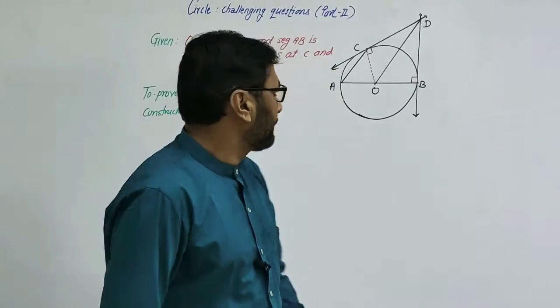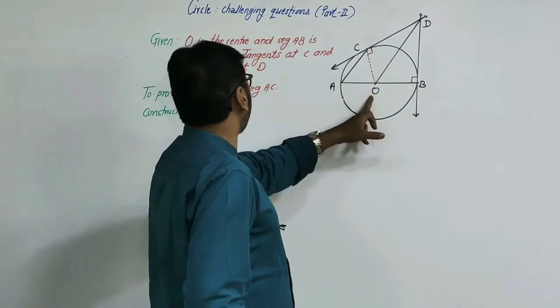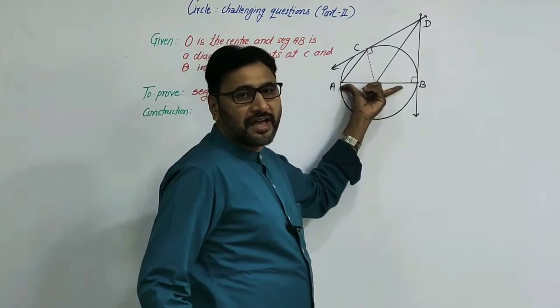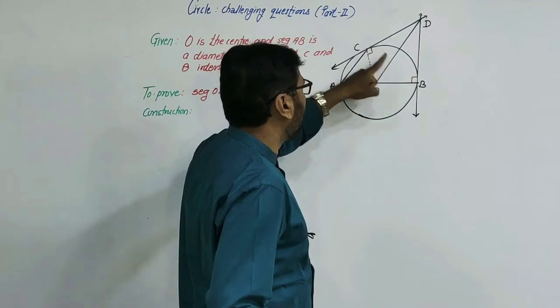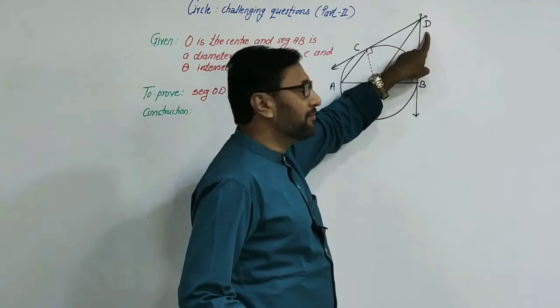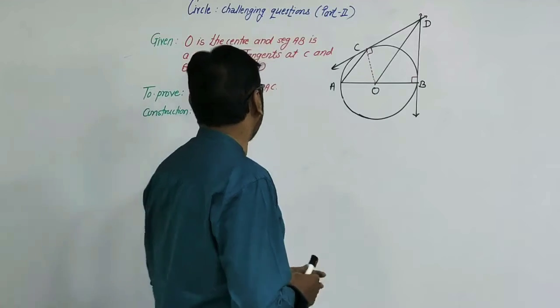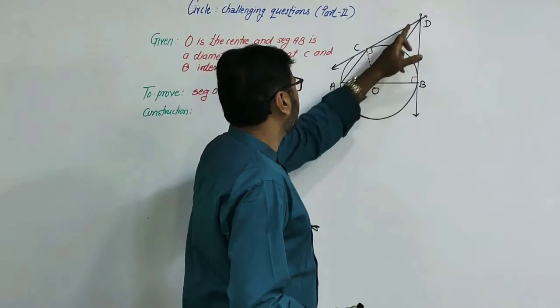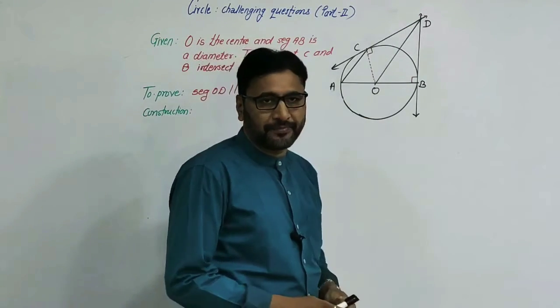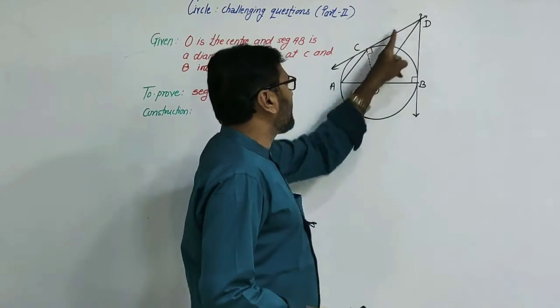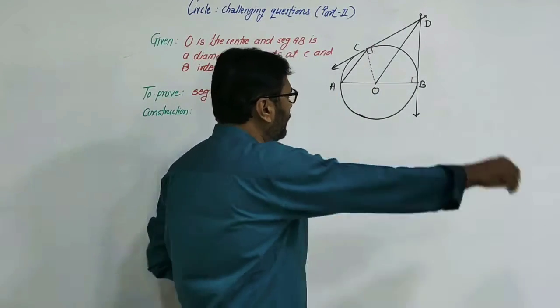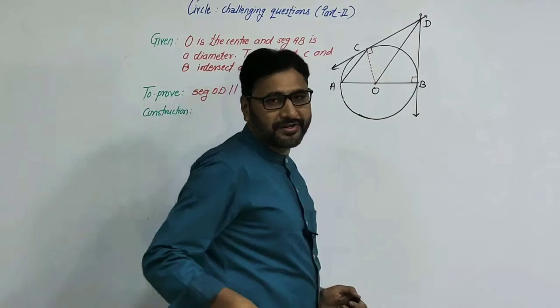So next sum. O is the center of the circle and segment AB is the diameter. Tangents at points C and B intersect each other at point D. In this situation, we have to prove segment OD is parallel to AC. For proving OD is parallel to AC, we need to prove these two angles congruent.